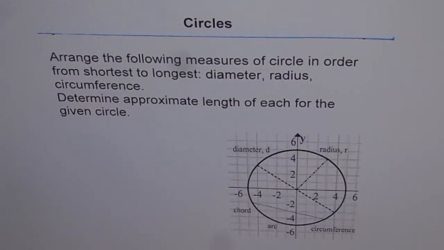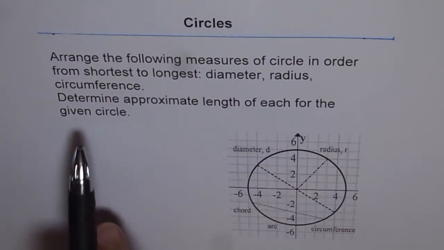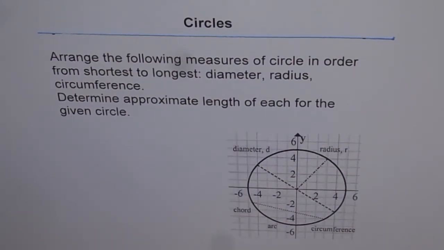Circles. Arrange the following measures of circle in order from shortest to longest: diameter, radius, and circumference. Determine approximate length of each for the given circle. So here we are given a circle and you need to find approximate length of each, right? But before that, arrange diameter, radius, and circumference in order from shortest to longest.